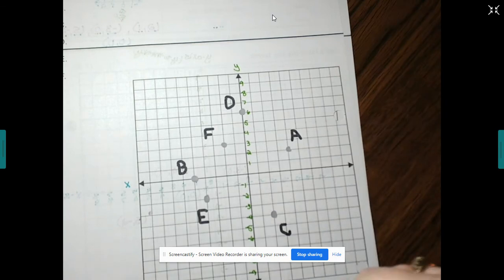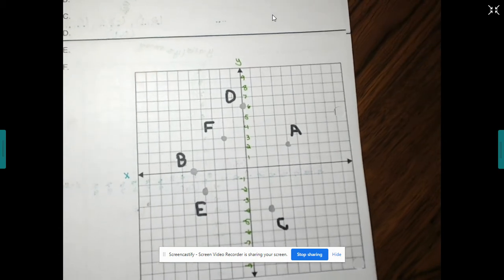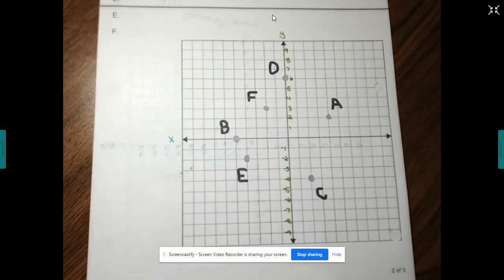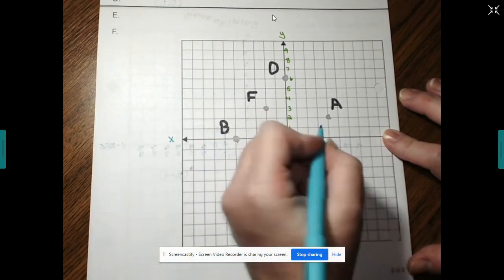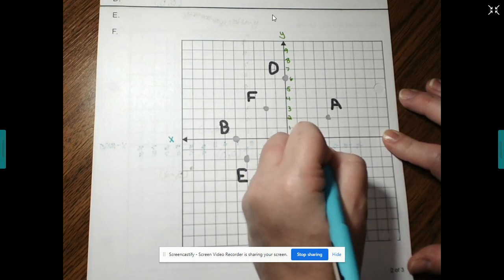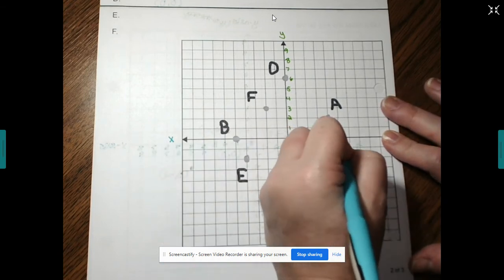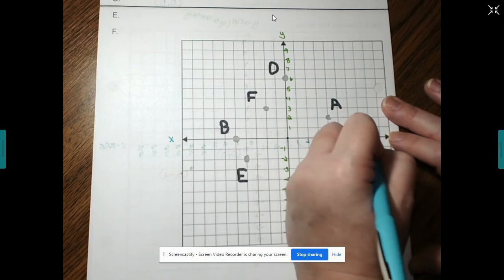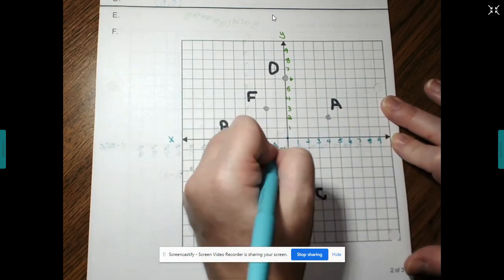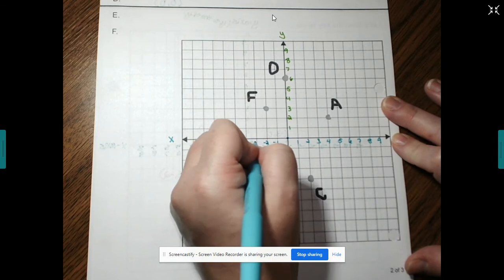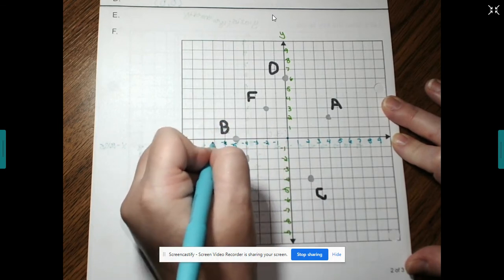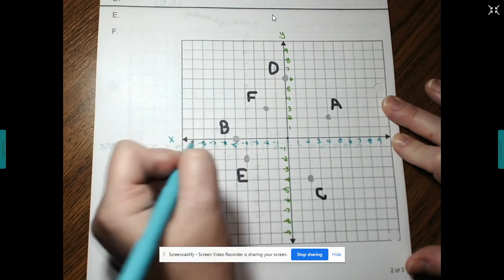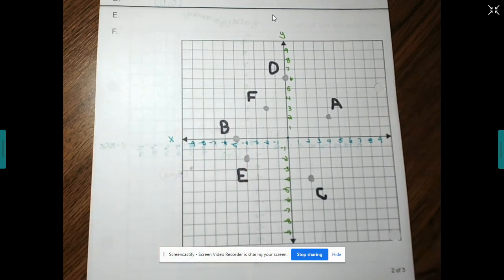Okay. And if you want to label your x-axis, then we know that this is 0. So that's 1, 2, 3. We're going to get it right this time. 4, 5, 6, 7, 8, 9. We know that this is -1, -2, -3, -4, -5, -6, -7, -8, and -9.